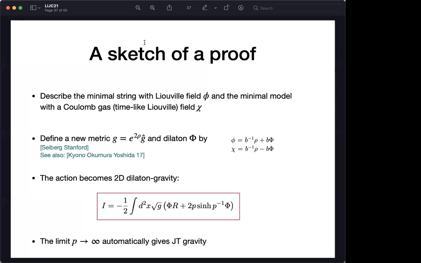And the reason why I write sketch here is because the identification of the minimal model with the timelike Liouville is not something that, to my understanding, is completely worked out in all detail. But okay, I guess this gives a good intuition of how this works.